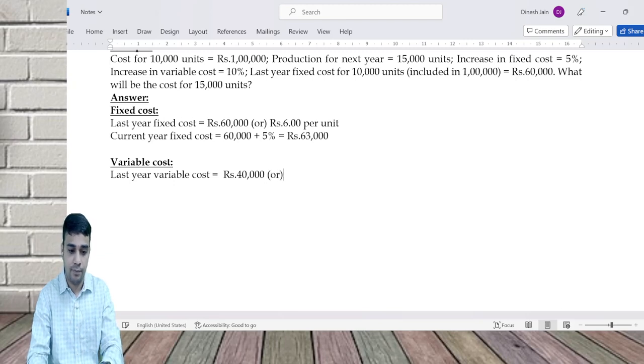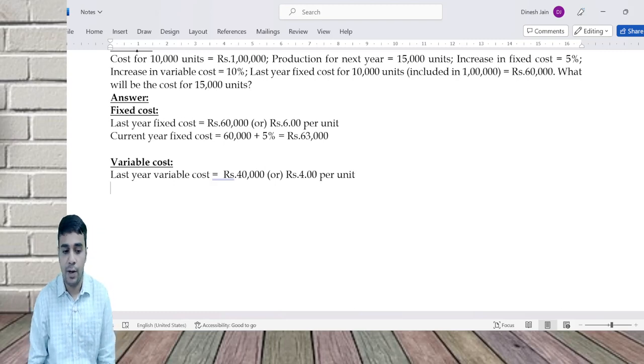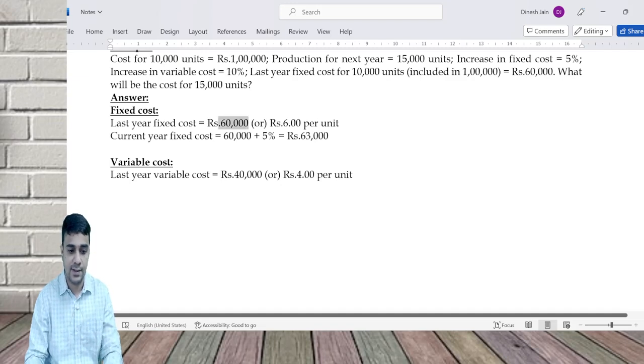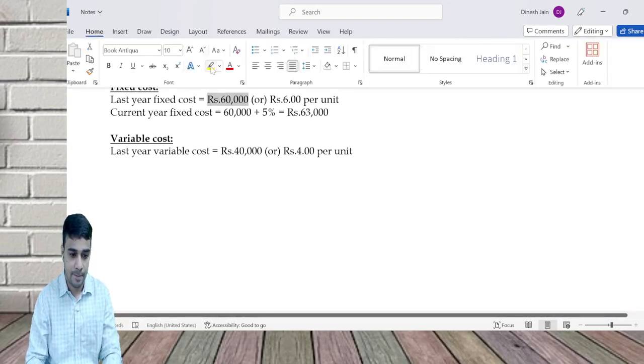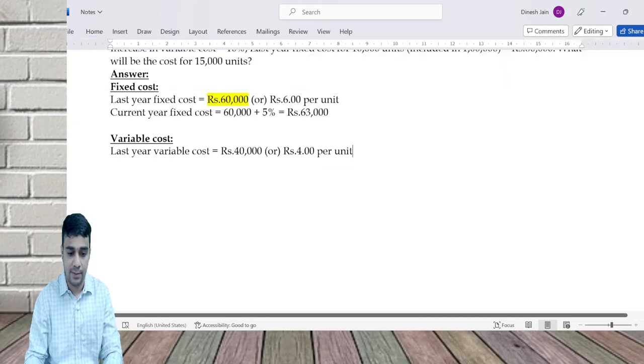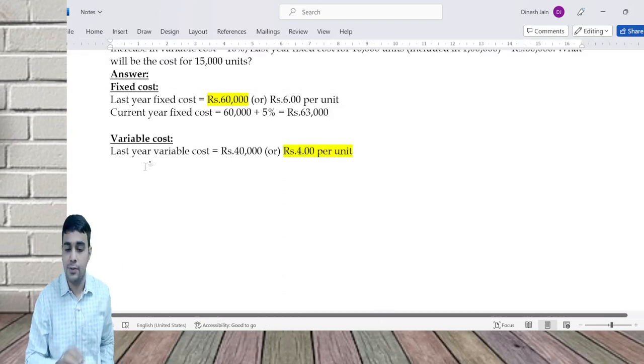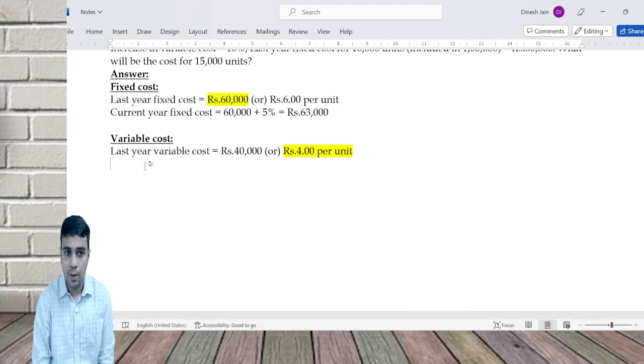Or rupees 4 per unit. What matters here is this number, and what matters here is this number. You can highlight it if you have a highlighter with you, or carry a highlighter from the next session. What matters is rupees 60,000 there, and rupees 4 per unit here, because the calculation will undergo a change accordingly.